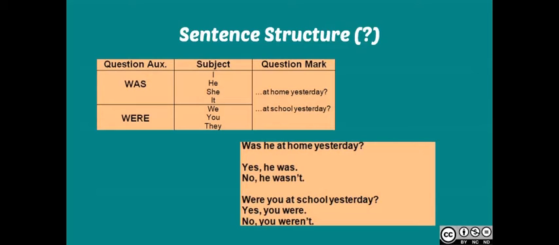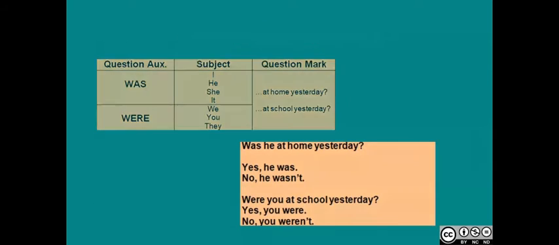There are two short ways to answer this type of questions, yes and no. If the answer is positive, the structure is yes plus subject plus to be verb. If the answer is negative, the structure is no plus subject plus to be verb plus not. Was and were used will depend on the subject.